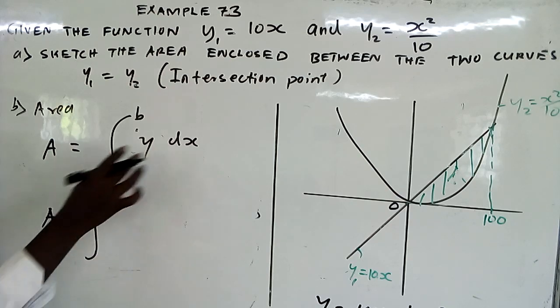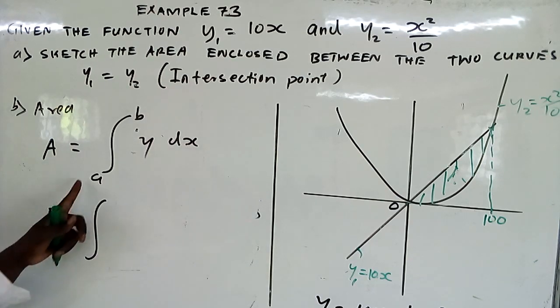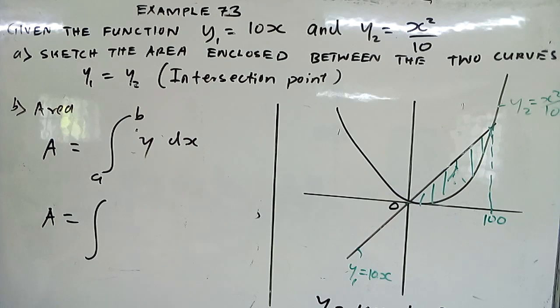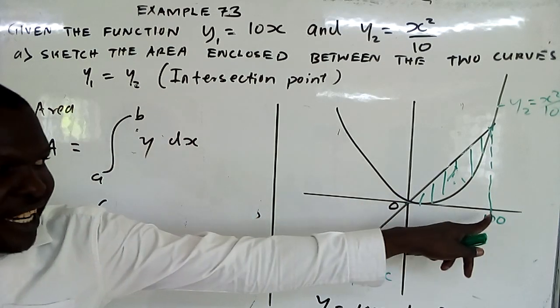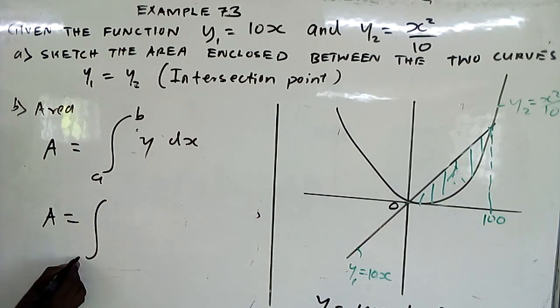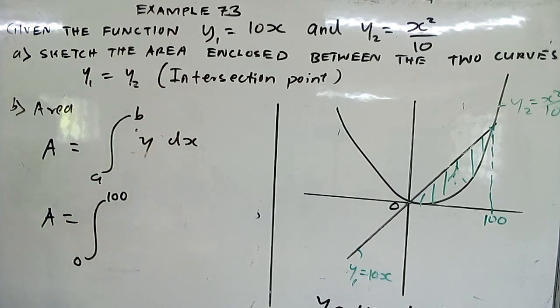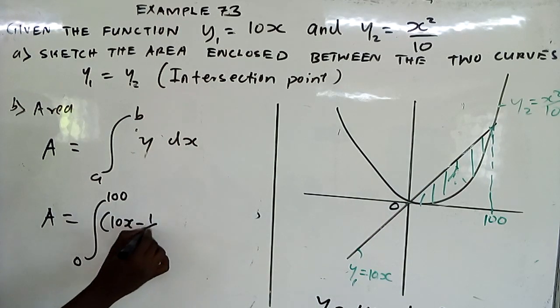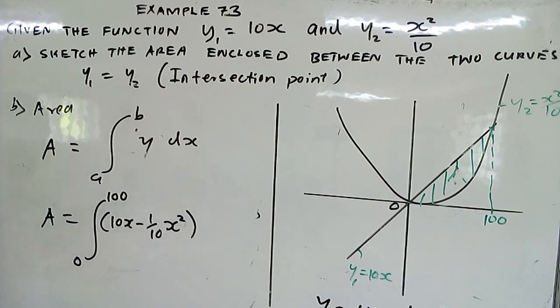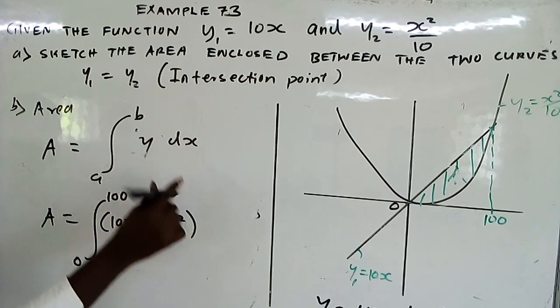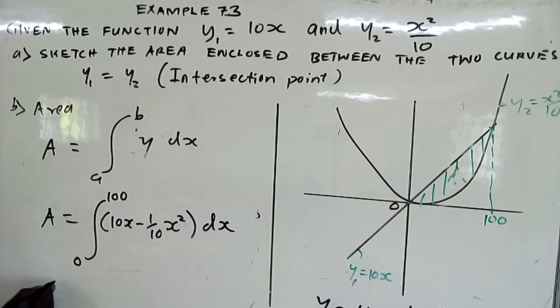So we have the area, and we are integrating with respect to x. These are limits of x. So x is starting from 0 and ending at 100. So we are integrating from 0 to 100, and y, defining this area, we found to be 10x minus 1 over 10 x squared. Are we together? Then we have our dx. So let us start integrating.